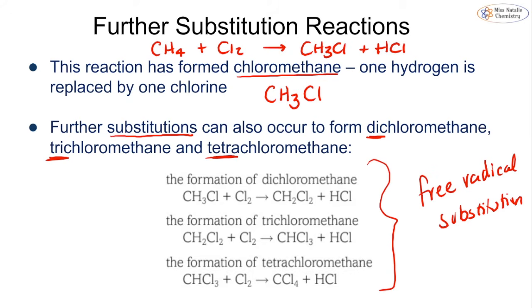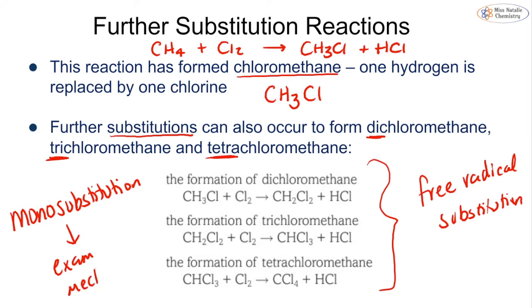Now, in an exam, you will only ever be asked to write out initiation, propagation, and termination steps for monosubstitution. So this would be your exam mechanism. However, you could be asked what an issue is, and it's that we get further substitution. So we can get di, tri, and tetrachloromethane, but you wouldn't be asked to draw out the free radical substitution.